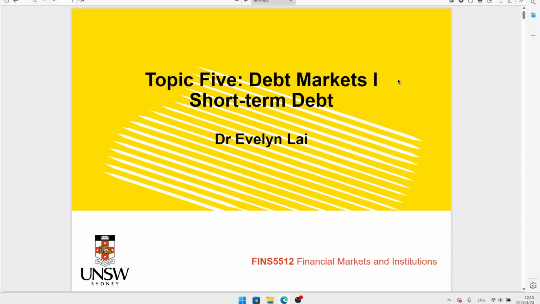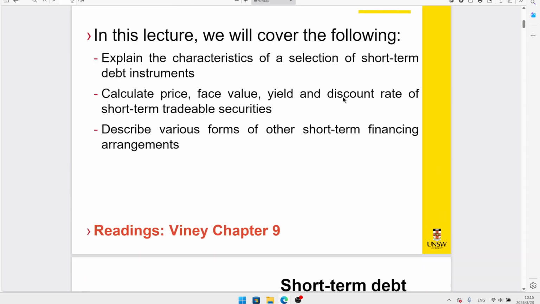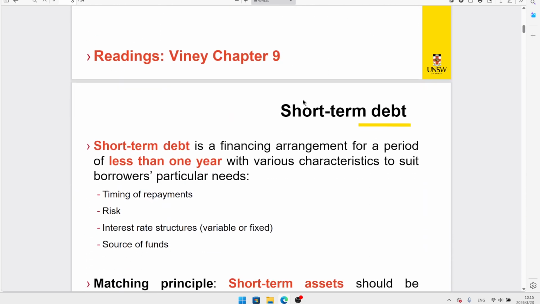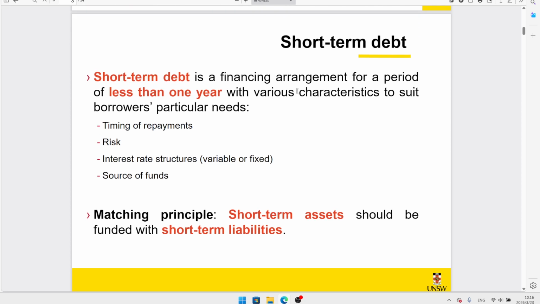Today we'd like to discuss 5512 Financial Market Institutions, Topic 5: Debt Market 1, Short-term Debts. Today we'd like to discuss the market and explain short-term debts. So let's begin.